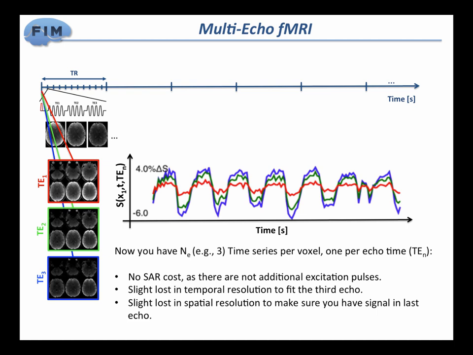But in order to have some signal, even at the 3rd or 4th echo, you want to make sure that your voxels are not too small, because the size of the voxel affects the level of signal. But overall, the take-home message is that if we were able to get this type of data, you really are taking a very small hit, potentially in spatial or temporal resolution, and suddenly you have a much richer data set.